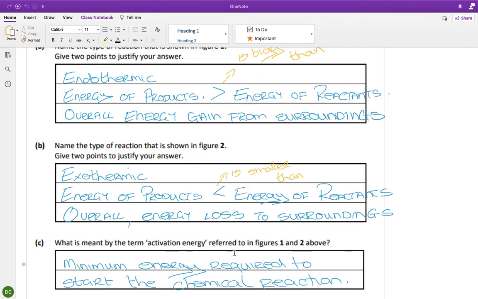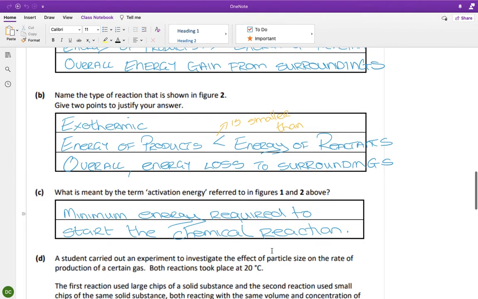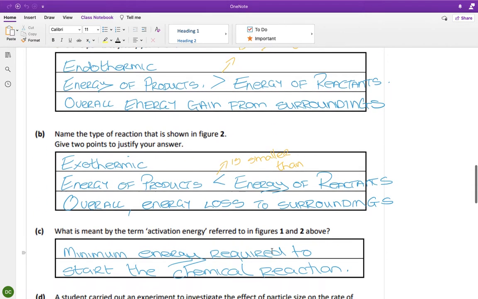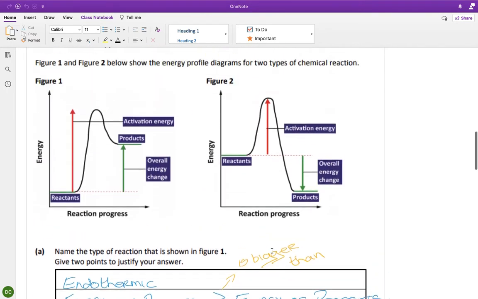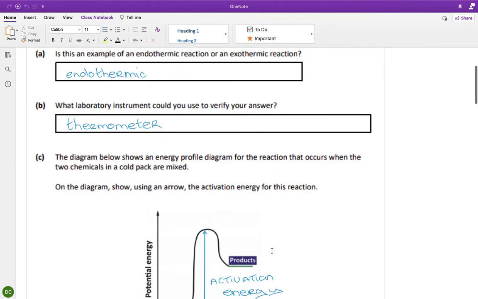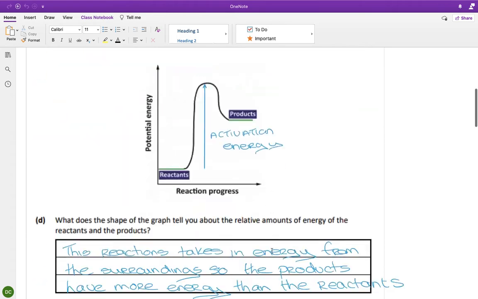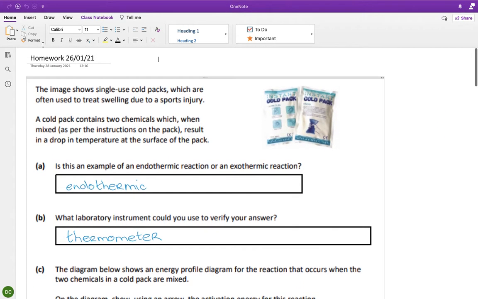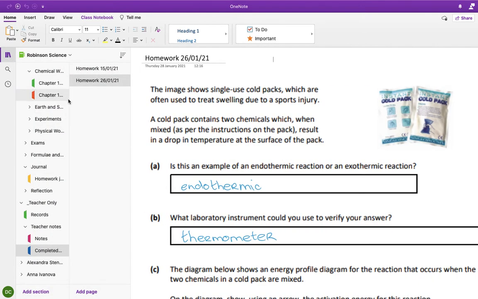What is meant by the term activation energy? The minimum energy required to start the chemical reaction is what the activation energy is. Okay, so everything up to there you should have known. All of that was covered the other day. And then, the last bit we'll probably talk about after today's class. Okay, so that's the homework.